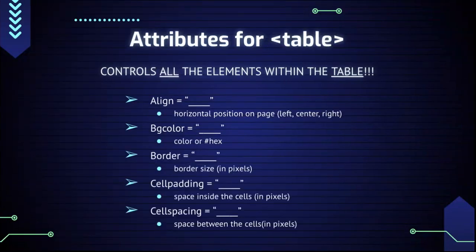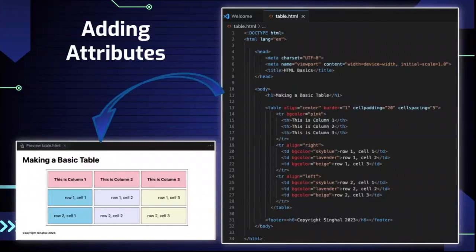So going back to the example, you can see that I added background color pink to the first row. This caused all of the cells within the first row to become pink. So this is column 1, this is column 2, and this is column 3, all have the background color pink. In the next 2 rows, I added a different color to each cell, but I had to repeat it for both of them so that the columns would have the same color.